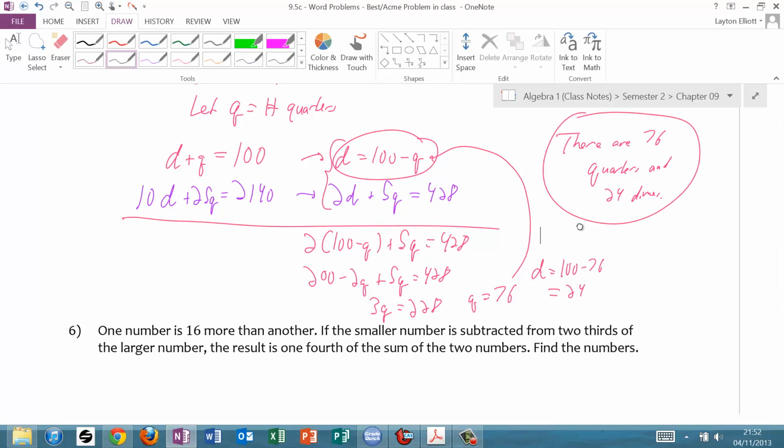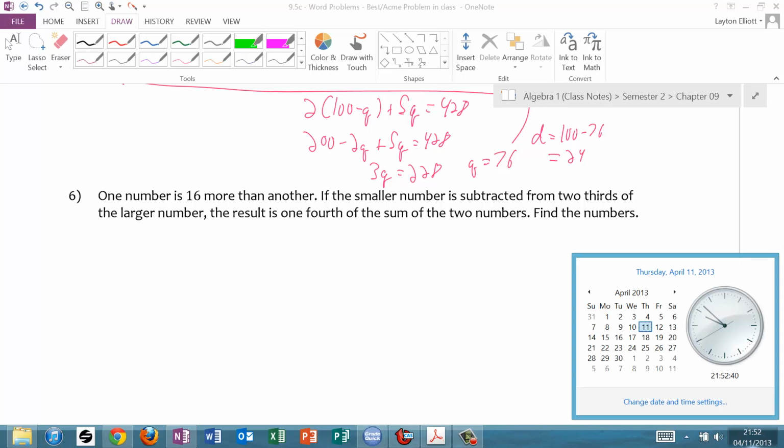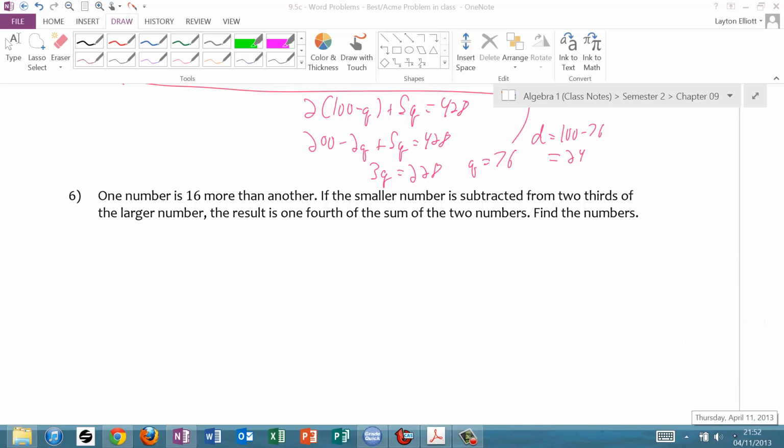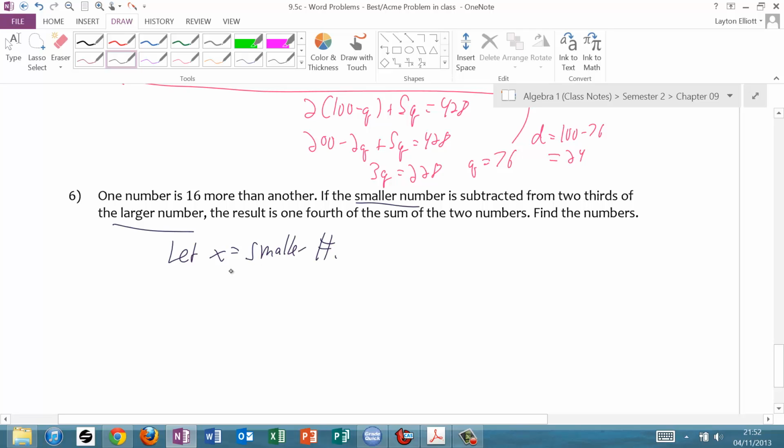Last problem. One number is 16 more than another. If a smaller number is subtracted from 2/3 of a larger number... Let's let x equal the smaller number, let y equal the larger number. One number is 16 more than another. Well, here's the one thing. If I took the smaller number, x, and I added 16, I would get the larger number. That's what it means to have one number 16 more than another.